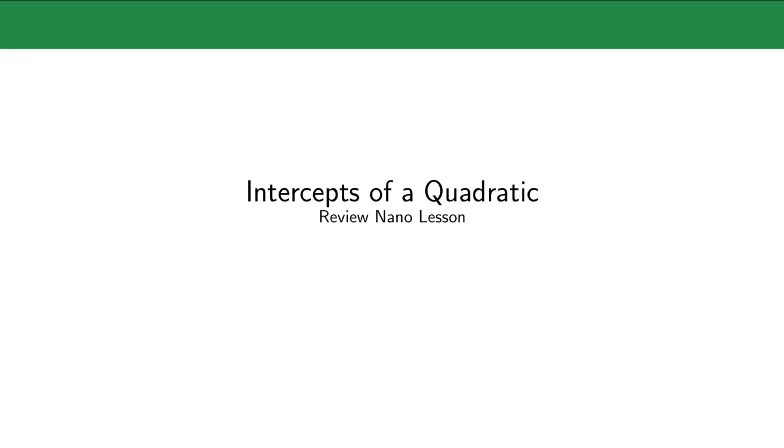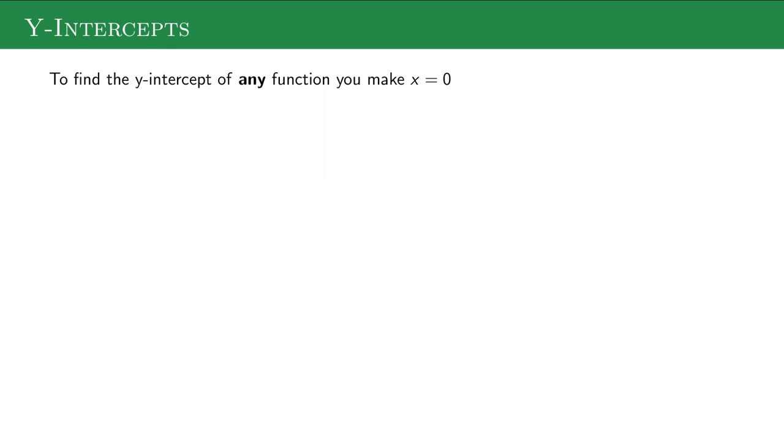In this Nano overview video, we're going to talk about how to find the intercepts of a quadratic. So the first type of intercept is a y-intercept. And it doesn't matter that I'm doing quadratic. It's really for any function you're ever doing. If you're trying to find the y-intercept, you plug in x equals 0.